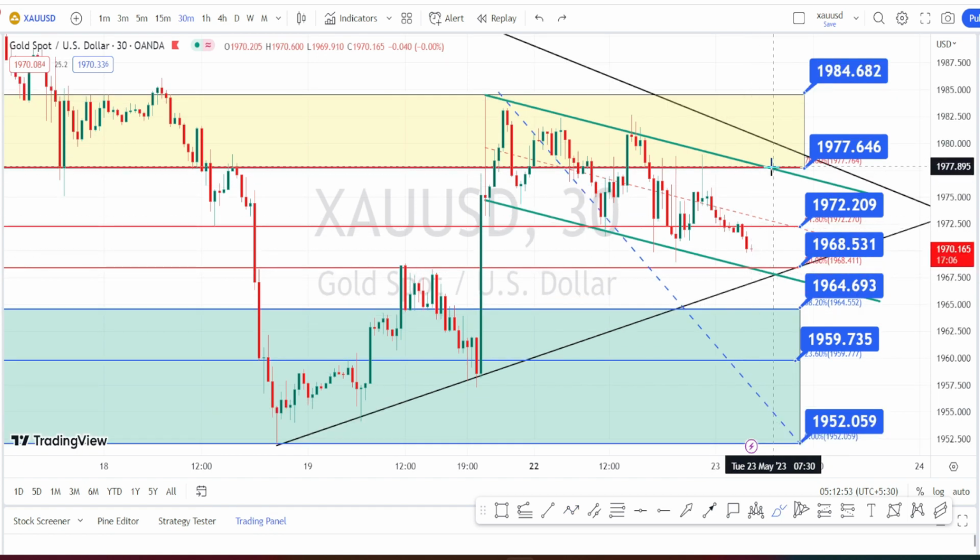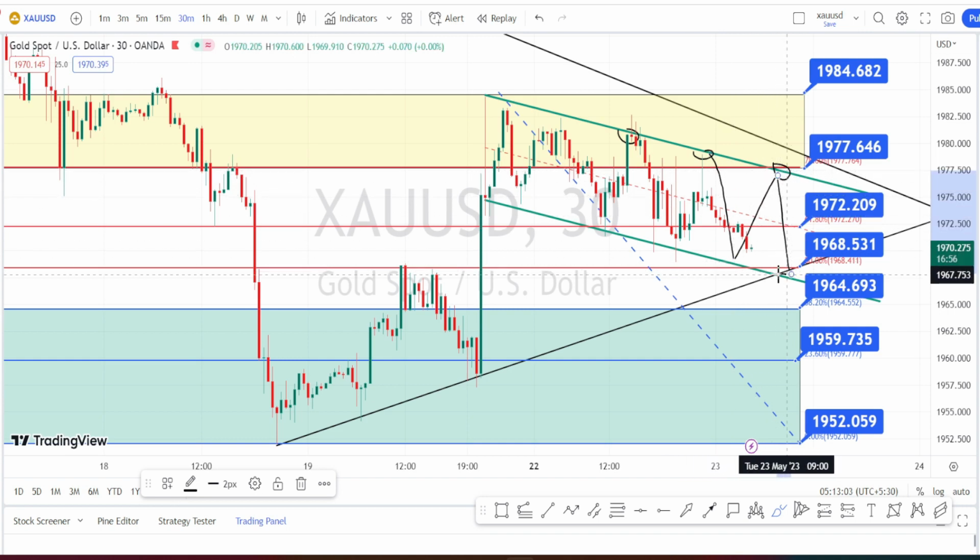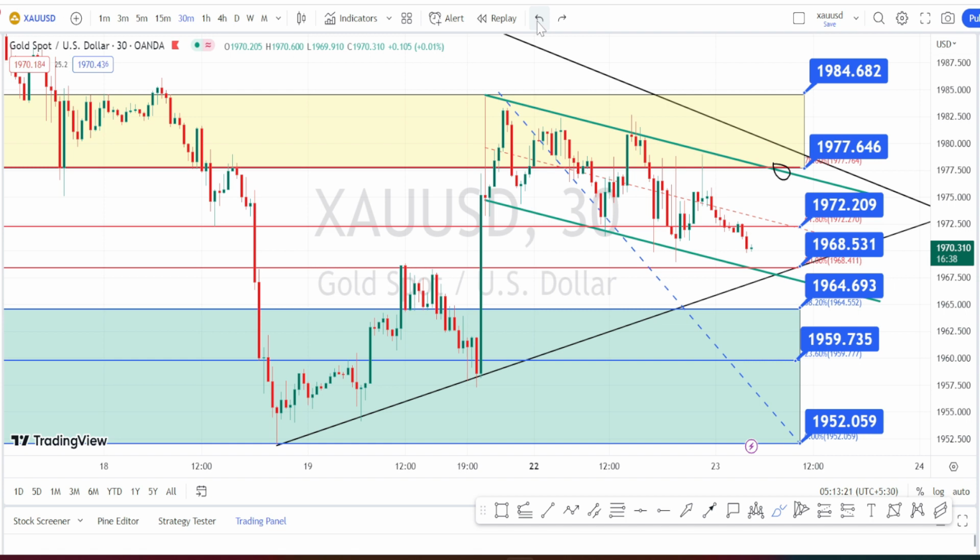So if you are a scalper, I would recommend you to wait for the price action to take resistance on this trend line or the resistance line and to enter on the bearish side trade, because the overall trend of the price action is in a bearish trend. And when we look at the current support and resistance levels for 30 minutes time frame, currently it is trading between the support level of 1968 and resistance level of 1972.